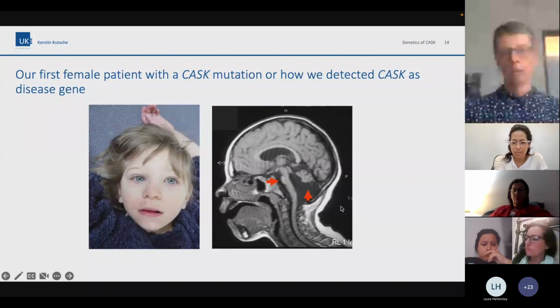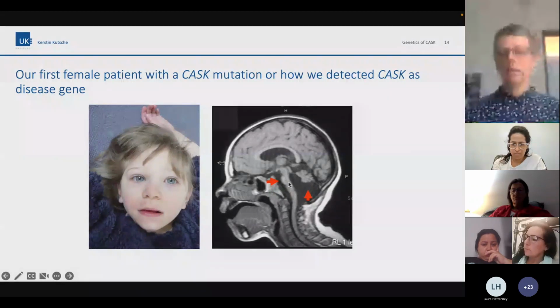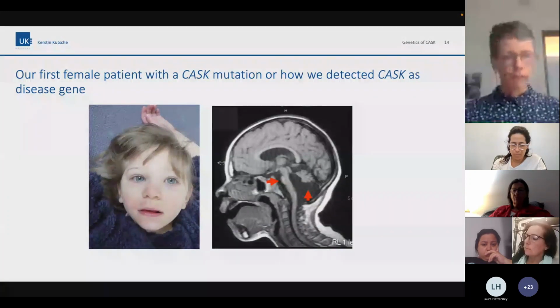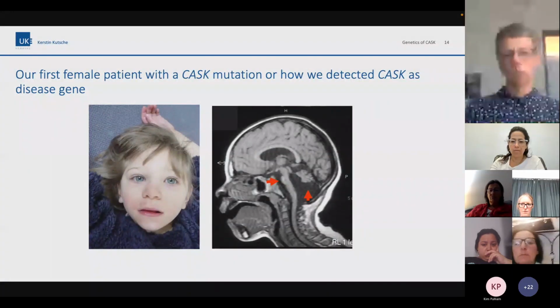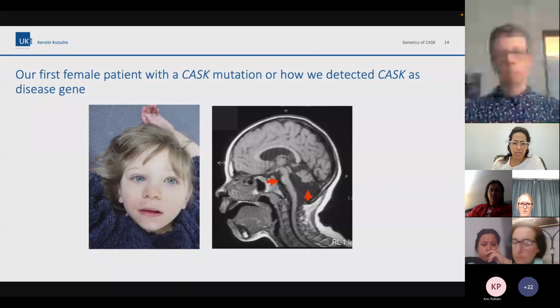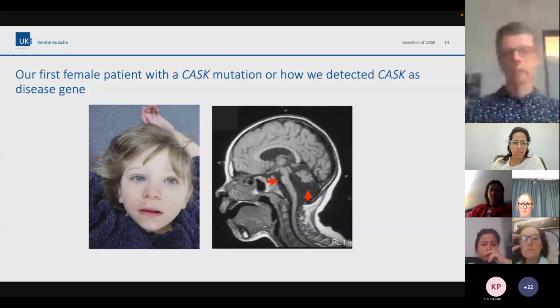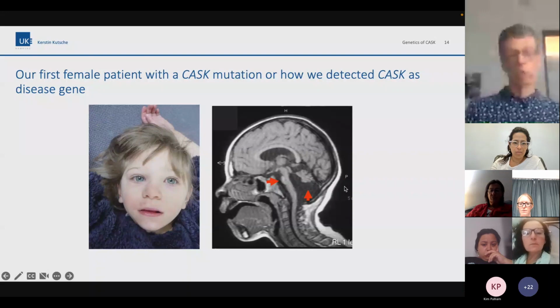You see that the cerebellum is quite small, and the pons, which is here, is also flattened and smaller than usual, and the brain stem is also hypoplastic. So these are, as we learned later, the typical MRI findings which we can identify in most of the brain imaging of females with a CASK mutation, and also of boys with a CASK mutation.